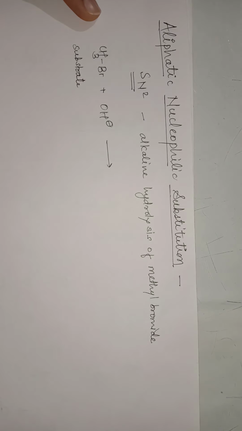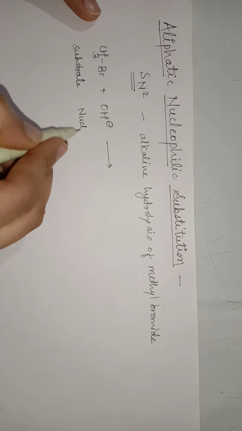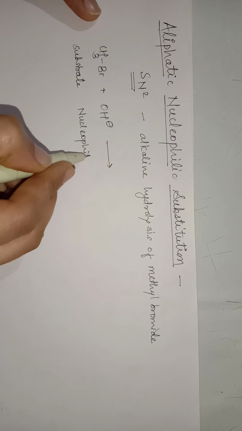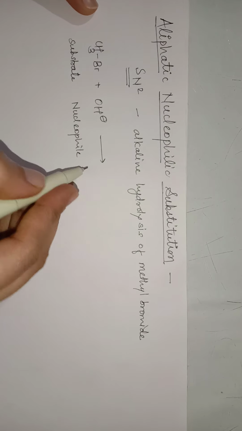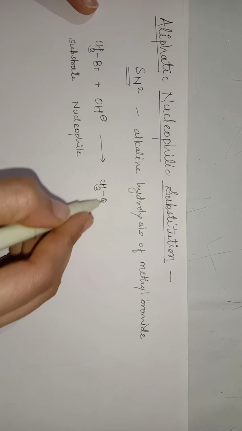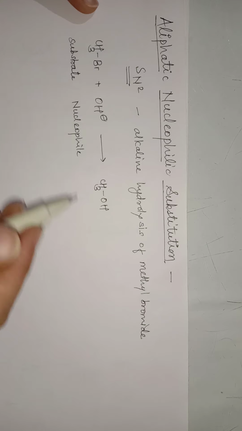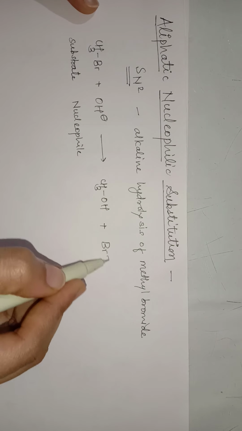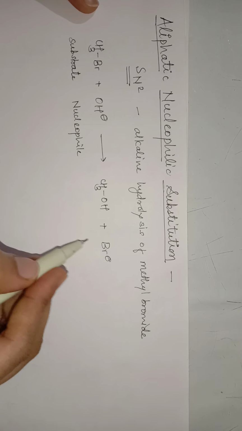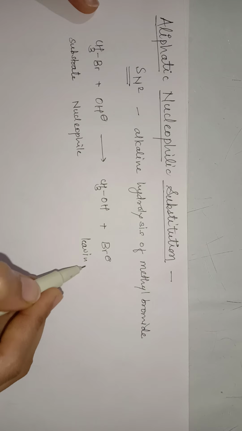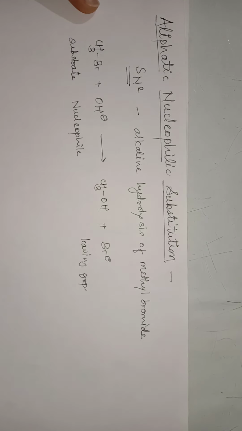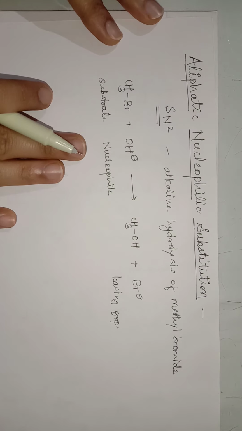This is our substrate molecule. This one is a nucleophile. So nucleophilic attack will take place on this substrate and you will get a product, that is CH3OH. This nucleophile is going to substitute the Br minus, and the leaving group will be Br minus. So this is an SN2 type of reaction.